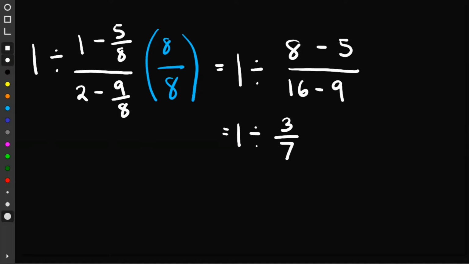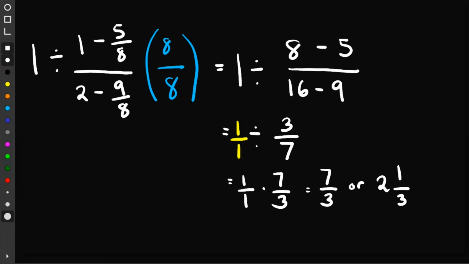Now, note here that, again, when we're dealing with whole numbers, we can actually write them out as fractions. So we can write this as 1 over 1. So applying the idea in dividing fractions would give us 1 over 1 times 7 over 3, which is equal to 7 over 3, or 2 and 1 over 3. And this is the final answer.